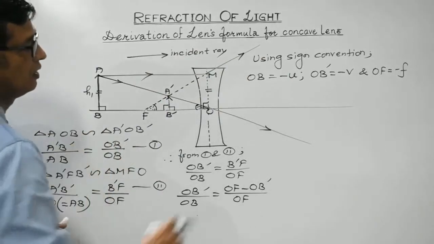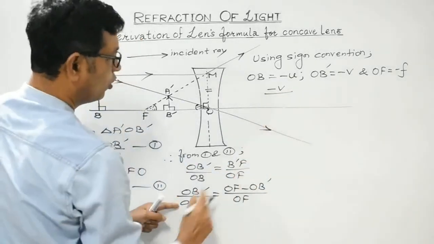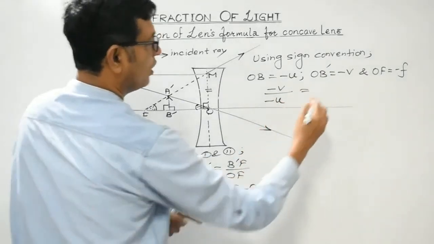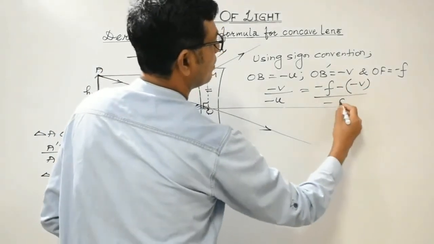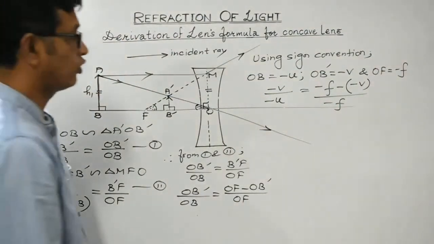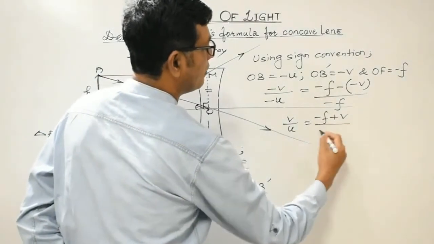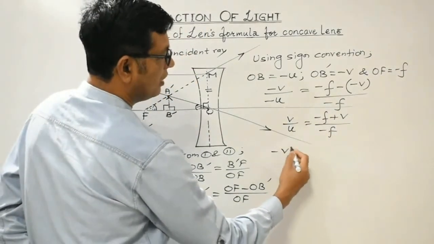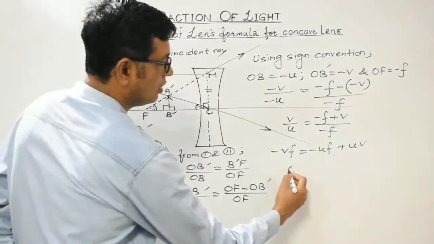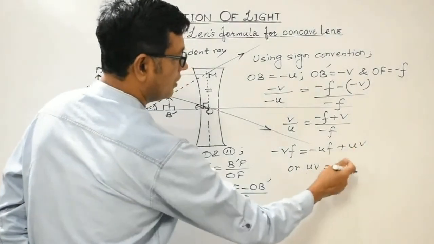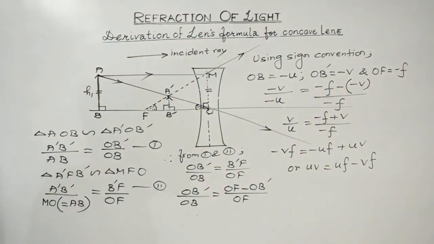So it's virtual. Let's substitute these values over here. What do you get? OB' is minus v, OB is minus u, so minus v divided by minus u is equal to OF' minus OB' divided by OF, which is minus f plus v divided by minus f. Let's solve it. v by u will be equal to minus f plus v divided by minus f. On cross multiplying, we get minus vf is equal to minus uf plus uv, or uv is equal to uf minus vf. Rearranging the terms, we can write it like this.